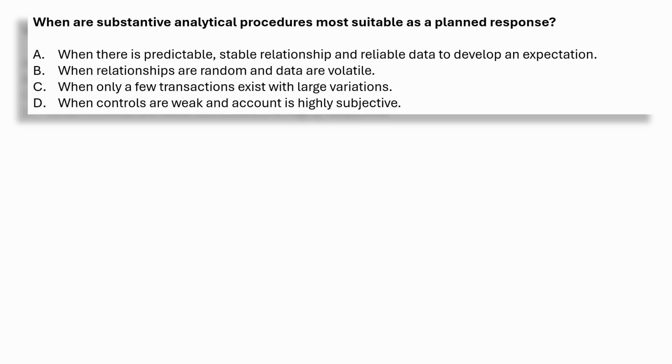Here's how I keep it straight in my head. Substantive analytics are like GPS. If the roads are stable and mapped out, predictable relationships, reliable data, GPS will take me right where I need to go. But if I'm driving through a jungle with no map, random, volatile, subjective accounts, the GPS is useless. I'll need to get out and walk the path myself with detailed testing.